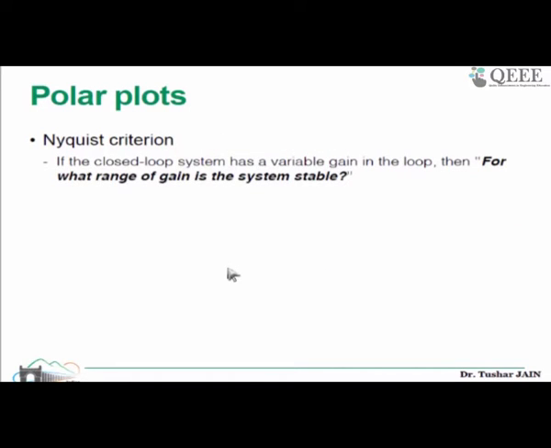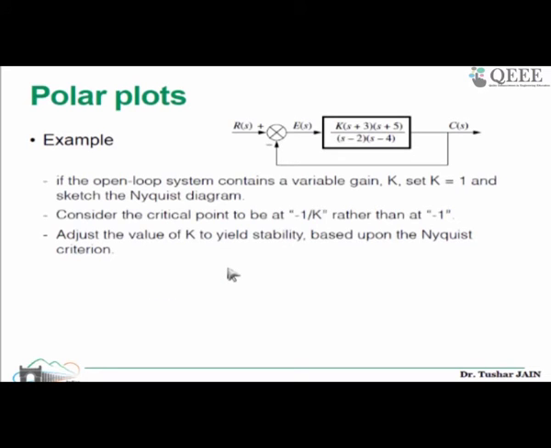Now, if the closed loop system has a variable gain in the loop, then for what range of gain is the system stable? Since our main interest from the beginning is to see the range of some unknown parameters, either in the controller or in the gain of the plant, for what range is my system going to be stable? Now the question arises: using this Nyquist criteria, how can I compute the range? So let's see this example.